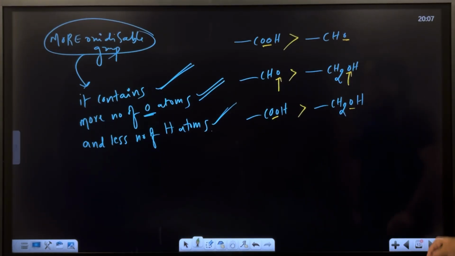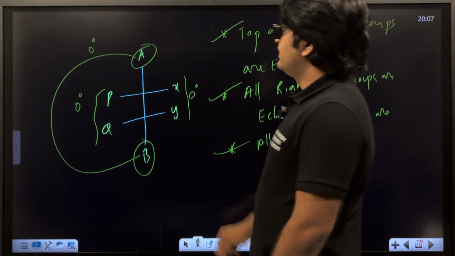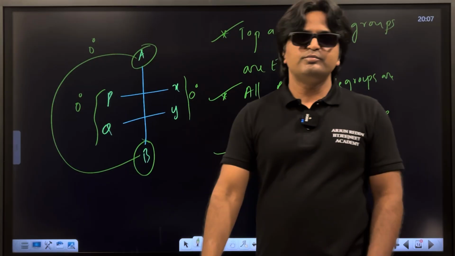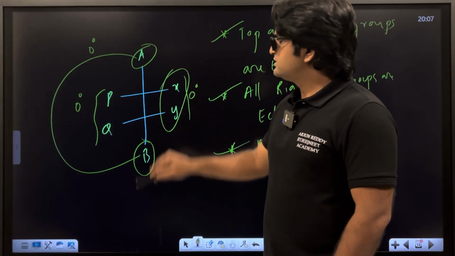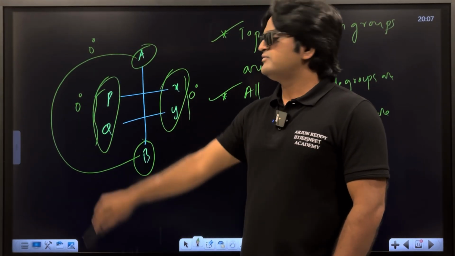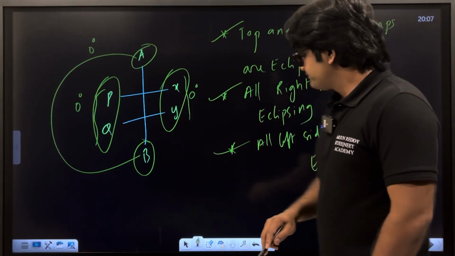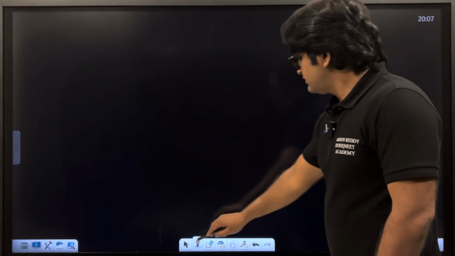Next point. What about the bond angles? Always top and bottom groups are eclipsing. All right side groups are eclipsing. All left side groups are eclipsing. Right. Now come to one important example.